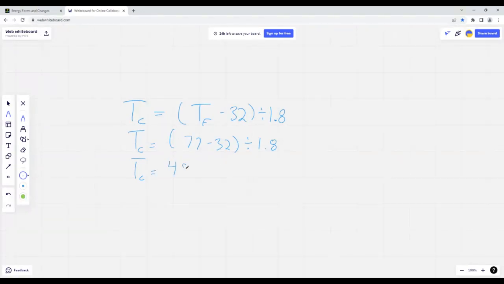Okay, so we'll have 45 from that difference, and then divided by 1.8 is going to give us the temperature in Celsius here, which is 25 degrees. So even though 77 would be a bit warm, I think, for most people for room temperature, 25 degrees Celsius is a cleaner number to be dealing with.